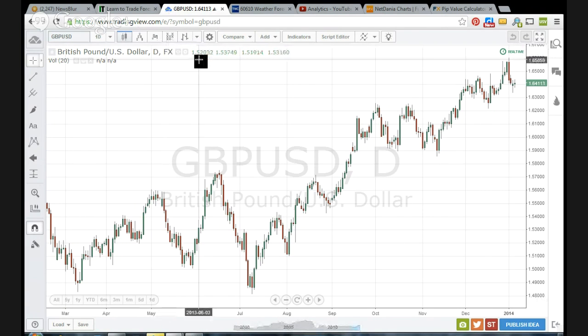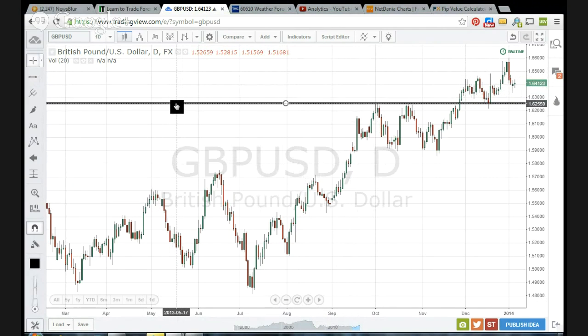Pound dollar, okay. We do have a hammer candlestick on a pullback here, but I still would like to see more of a pullback. This isn't much of a pullback at all. Yeah, I really would like to see a pullback to here. This is just too small of a pullback. So not going to take pound dollar.